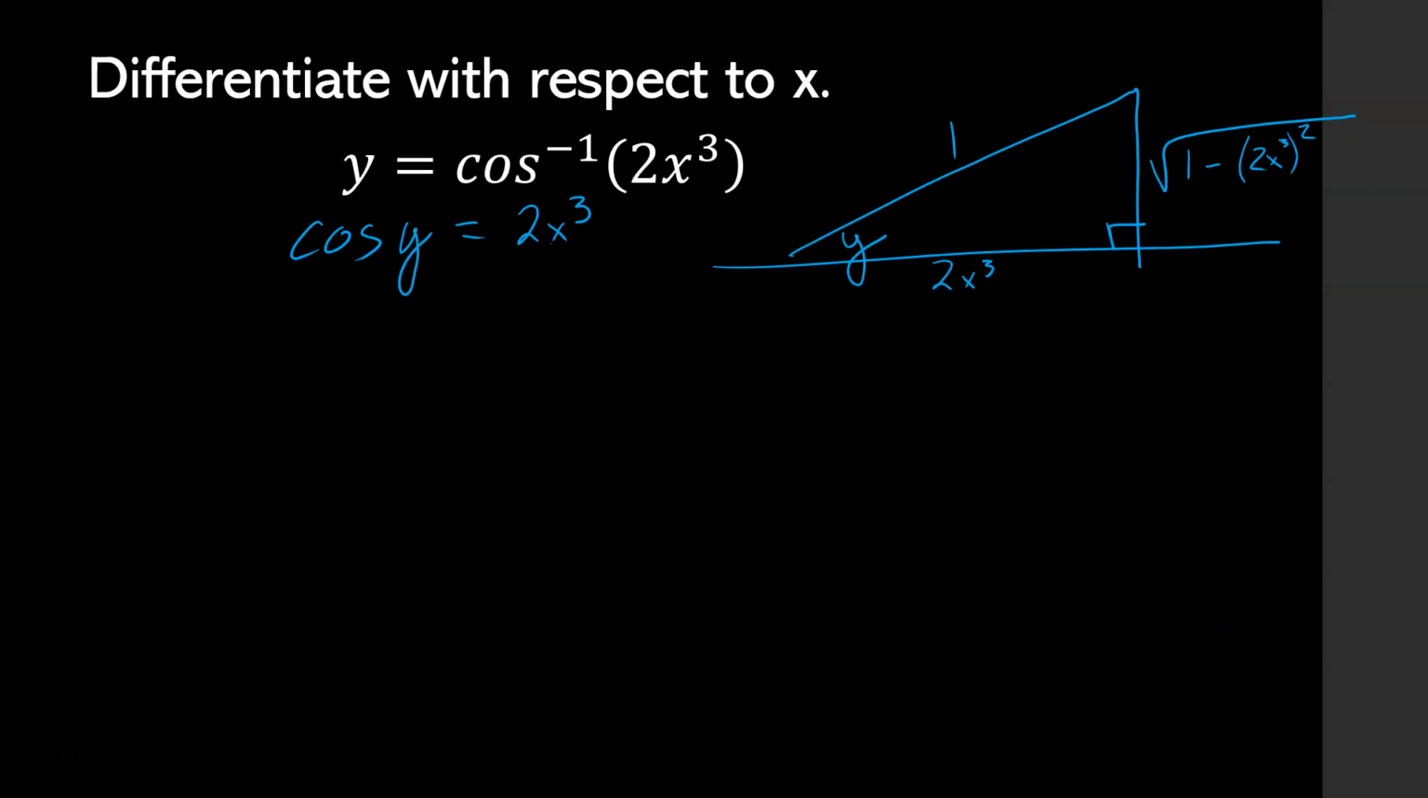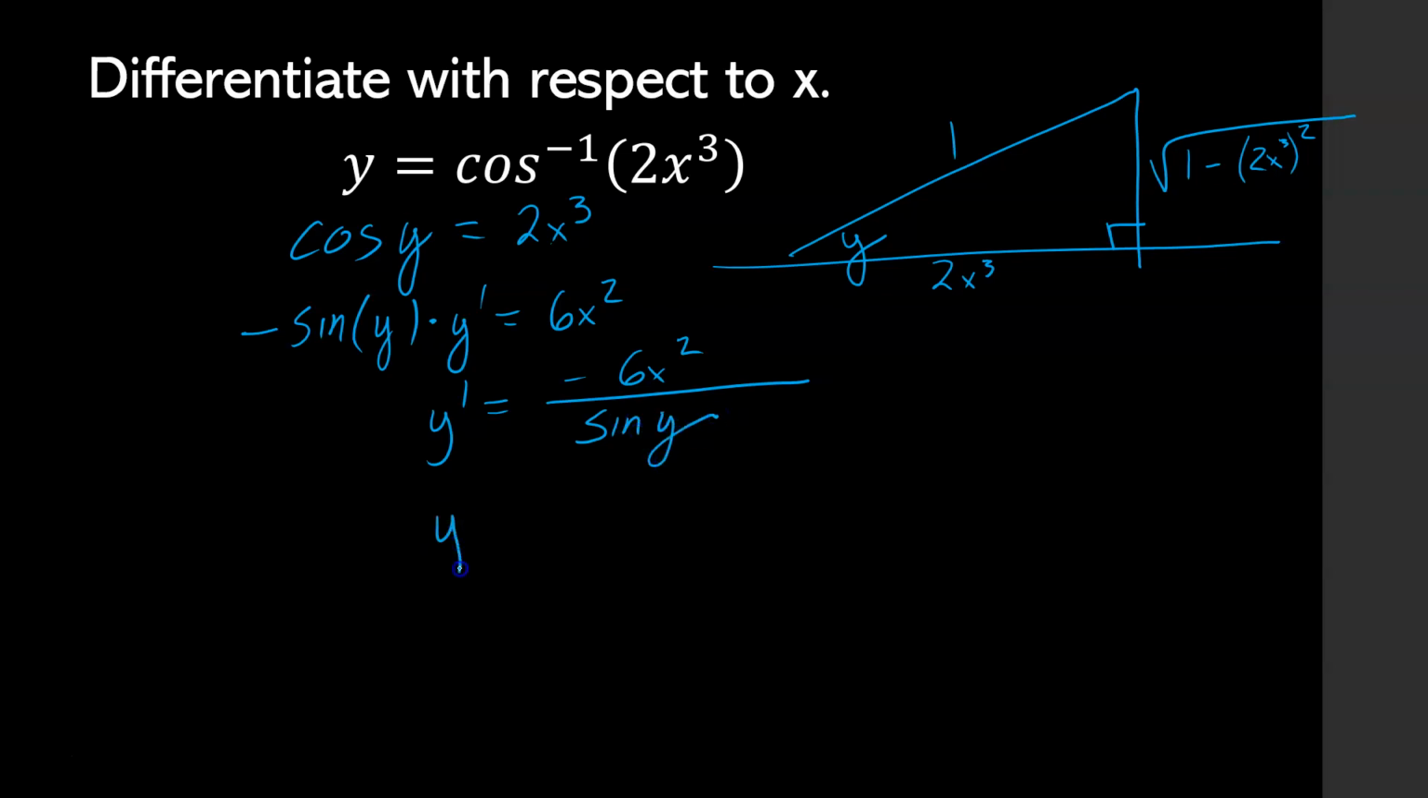So the derivative, back to the left, of cosine of something is negative sine of something. Our something is some function named y, so we also have to multiply by the derivative of y. And the derivative of 2x cubed is 3x squared times 2, 6x squared. So y prime is going to be negative 6x squared, I like my negatives in the numerator, over sine of y. Look at your triangle, we already have the angle y. Sine of the angle y is that square root stuff over 1. So I'll just replace sine of y with the square root of 1 minus 2x cubed squared.